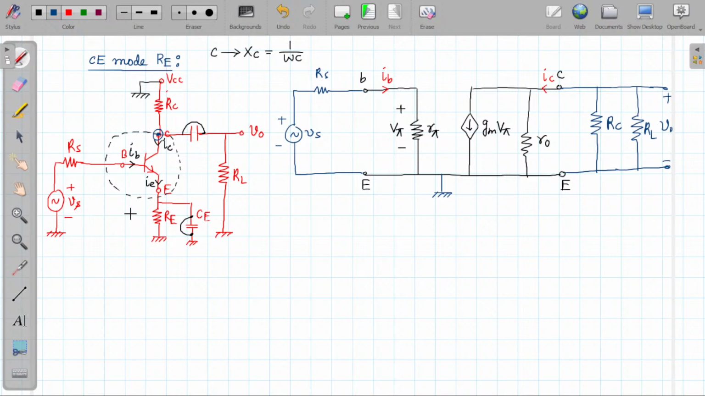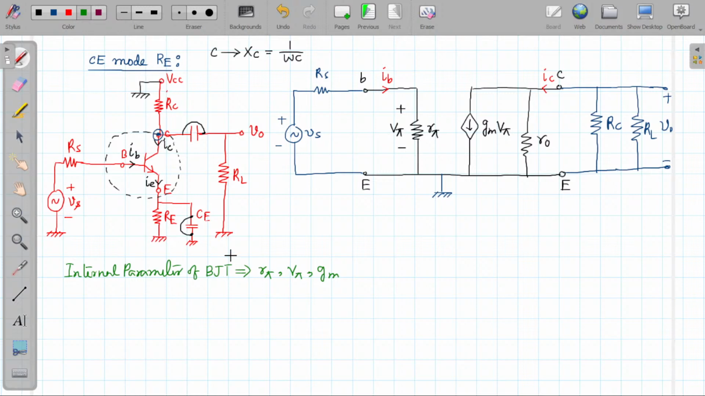Now here we can see there are different parameters. First, if we talk about the internal parameters of the transistor, internal parameters means the parameters of the bipolar junction transistor. So what are the internal parameters? Here you can see R pi, V pi, GM. So R pi, V pi and GM are the internal parameters. We will discuss what is R pi, what is V pi, what is GM. So these are the parameters of the BJT.